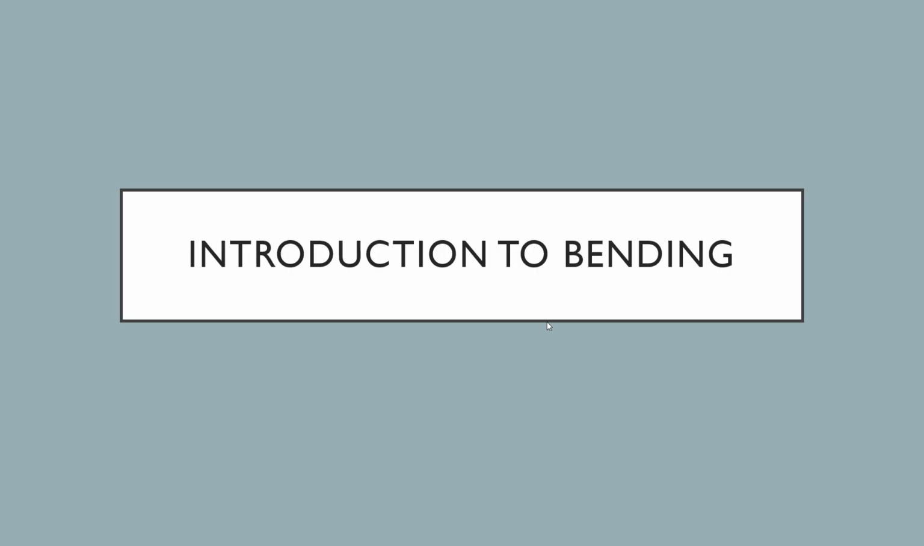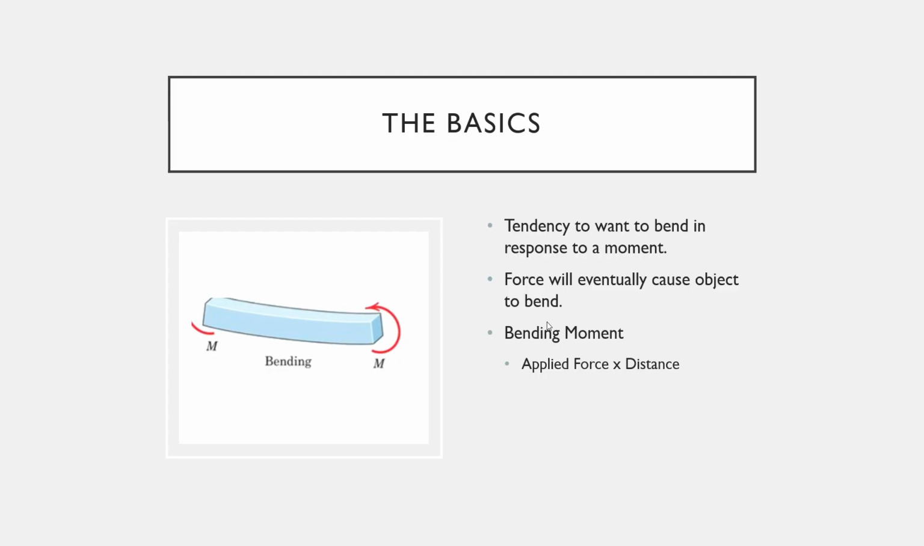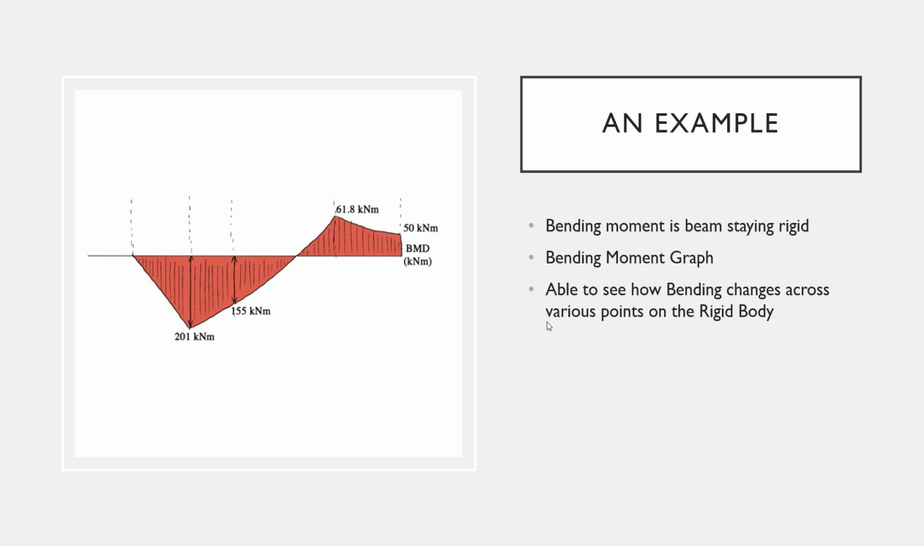So, what is bending? Bending is the tendency to want to bend in response to a moment, and the force will eventually cause the object to bend as the force is applied. Now, key thing about bending is that it also relates to a bending moment. And as discussed, a moment is an applied force times a distance. Similar to before, that funky little graph on the left is a bending moment graph. And the bending moment is when the beam is staying rigid and the force is being applied. And you're able to see how bending changes across the various points on the rigid body. Both of these concepts will apply to an example that we will be discussing now.